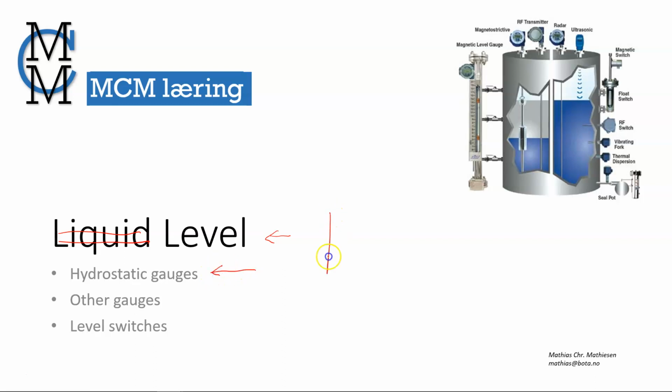Hydrostatic gauges are those that depend on one simple equation, rho g h. The pressure is rho g h. And rho is the density of the material, g is the gravity acceleration, and h is the height of the liquid. And this h is what we really seek to find.